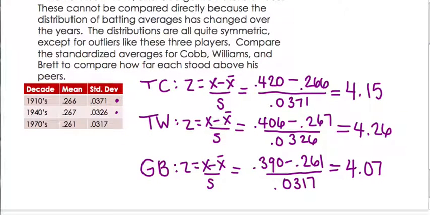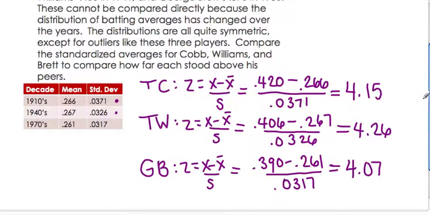So even though we're told in the problem that we can't directly compare these three players' batting averages, we can compare their z-scores because these are standardized values. And so by looking at these, we can see that all three of these were very good baseball players. They had wonderful batting averages. All of them were more than 4 standard deviations above the average batting average of their decade. But we can see the one that stands out the most is this 4.26 for Ted Williams. So if we compare just batting averages, we would see that he stands out the most when compared to the peers in his decade.